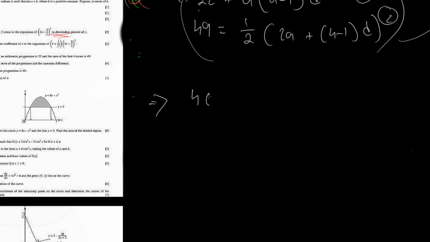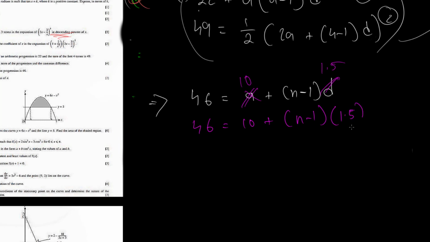So 46 is equal to a plus n minus 1 times d. Now I know from the first part that the value of a is 10 and the value of d is 1.5. All I have to do from this point on is solve my simple algebraic equation. If I do that, I will get the value of n to be 25, and that's your answer right there. What is a common mistake students will make in this question is that they will forget the formula. So make sure you memorize all the formulas for arithmetic sequences and for geometric sequences, and those are the only two that you need to know for your A-level, AS level maths.